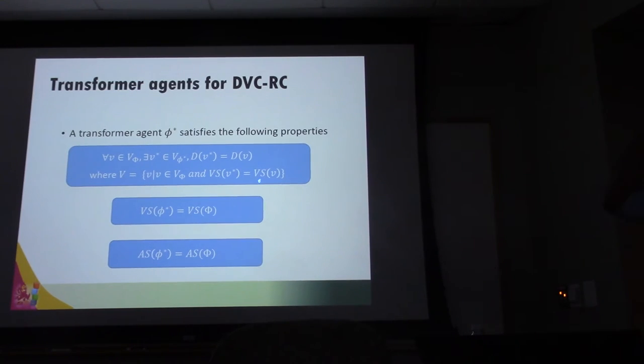So if you go back to our logistic domain, where you have a truck and a plane, our transformer agent might be a flying truck. So it can go within the city and can also fly from one airport to a different airport.